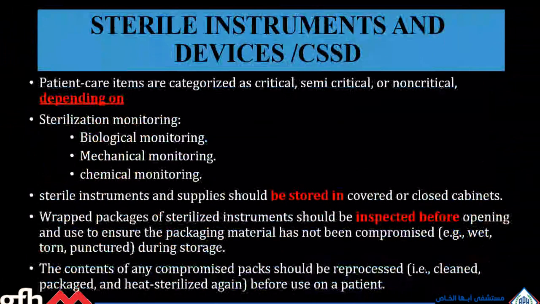Patient care items are categorized as critical, semi-critical, and non-critical. What is a non-critical instrument? Non-critical items are items which come in contact with intact skin, like a pressure cuff. How can I disinfect it? I disinfect it with an alcohol swab after each use. If it's contaminated with blood or any other body fluid, we should clean it with water and soap, then disinfect it with an alcohol swab.